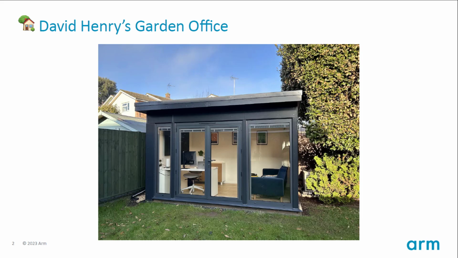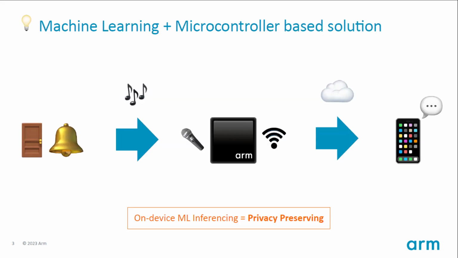But it's separated from his main house, so he wasn't being notified when someone was ringing the doorbell to deliver a package. So given we both work for Arm and in the IoT business unit, we decided to solve it using machine learning and a microcontroller.